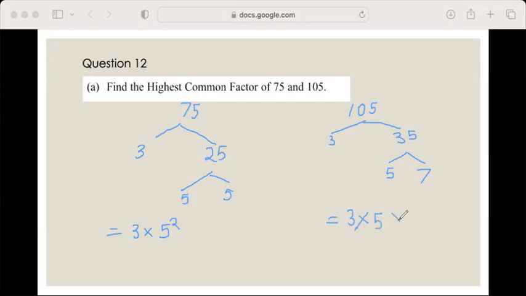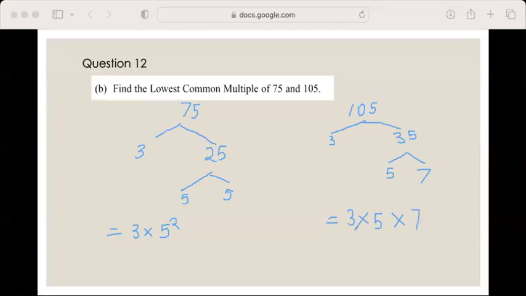So highest common factor means you need the lowest of the factors. For 3, the lowest is 3. 5 is also common to both. The lowest of 5 is 5. But 7 is not common, so we don't need that. So 3 times 5, 15 is the highest common factor of both these numbers. I'm pretty sure you got the correct answer.